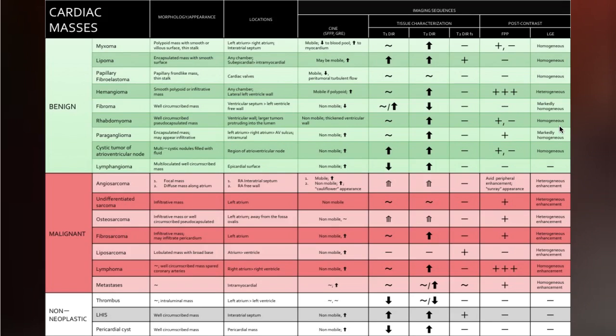This is a great chart when you can't remember all of the different specifics for different masses. This gives you the morphology, the locations, and I know this is busy and the point is not to read this whole thing right now. The function of the mass, the tissue characterization, T1, T2, whether it saturates with fat saturation, and also post-contrast, so first pass perfusion and late gadolinium enhancement. And I find it difficult to keep all of these in my short-term memory, so this is great for reference. We have benign masses, malignant, and there's others that are listed here, but these are the most common ones, and also the characteristics of some non-neoplastic mass-like structures.